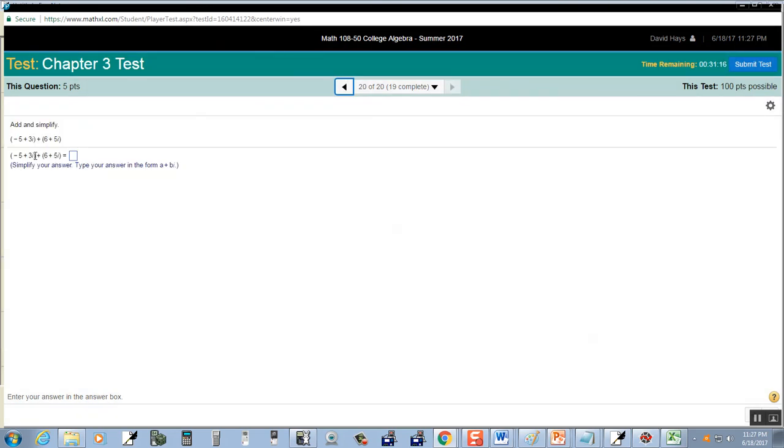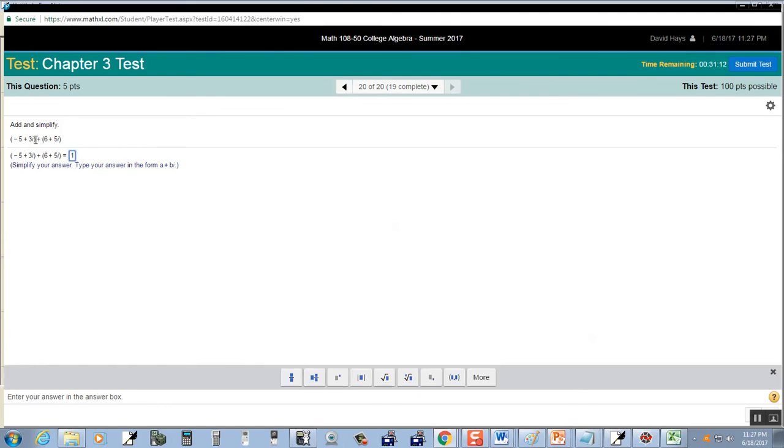And then last problem, I bet I only need to write this down. Negative 5 plus 6 is 1. 3i plus 5i is 8i.